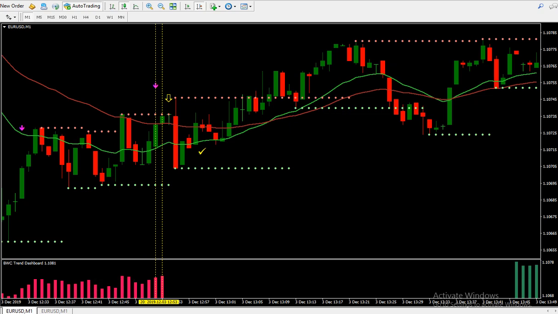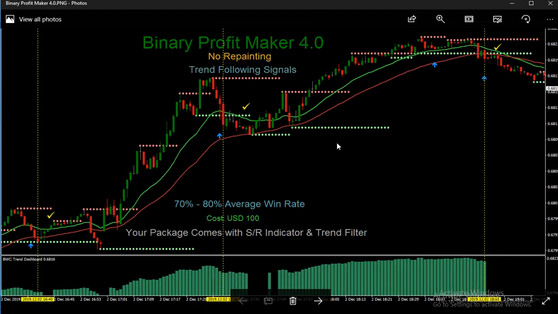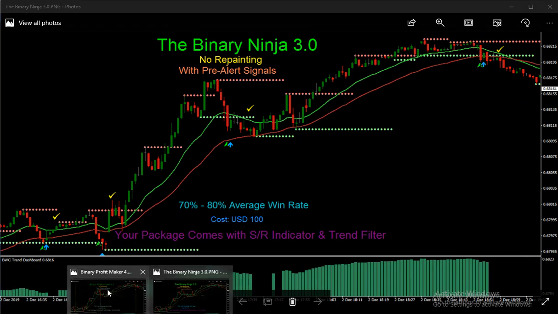Now let me take you over to the binary ninja. The binary ninja uses quite a similar philosophy, but the indicators are totally different. The arrows are very different. Okay, if you looked at the 2 images carefully, you will have noticed that they are the same, taken within the same time span, 2nd of December yesterday. But you see, we have 1, 2, 3, 4 arrows for binary profit maker. We have 1, 2, 3, 4 arrows, but the location of these arrows is different.